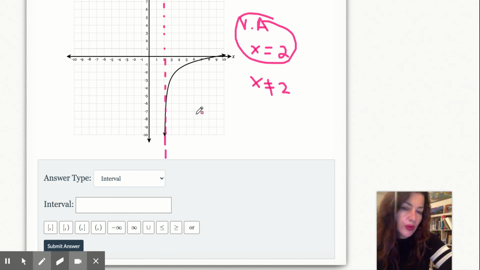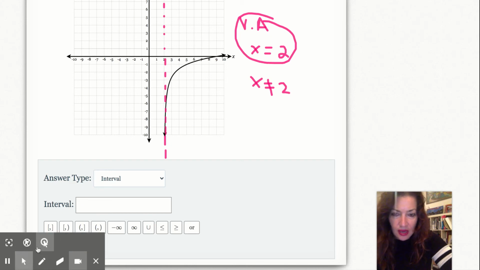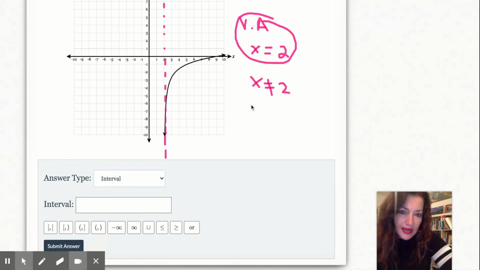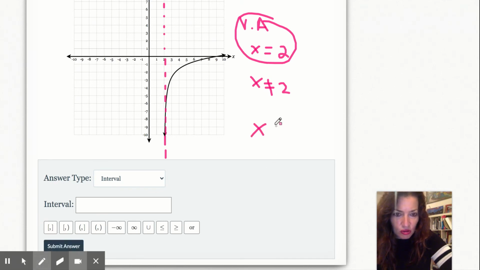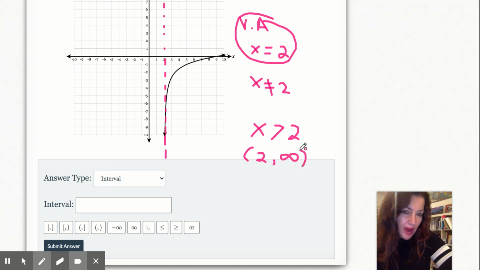Now remember, when we want to write our domain, we want to know what possible inputs are available for our graph. So let's take a look how we would write this. We can write x is greater than 2. So one possibility is x is greater than 2, not including 2. It does veer to the right, so we can also say, because it starts at 2, a round bracket starting at 2, comma, and then going to the right, that would mean positive infinity, round bracket again.